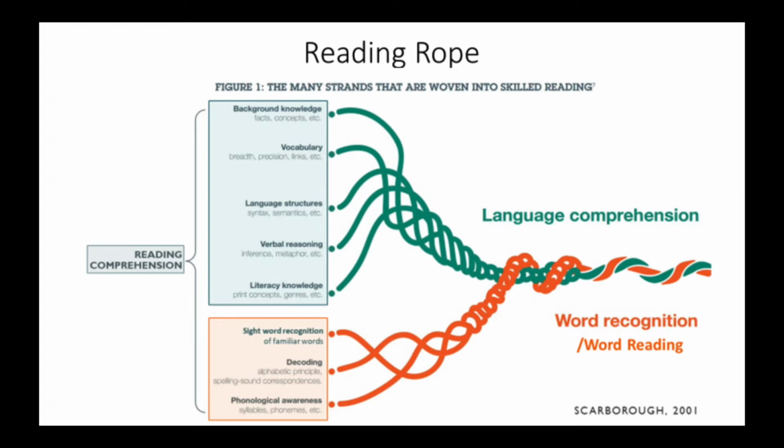So if we look here at Scarborough's reading rope, you can see that the goal of reading instruction is ultimately reading comprehension, which is marked on the left. But getting students to comprehend what they read means we have to focus on several language skills and word recognition skills. So the green portion of the rope shows the skills involved in language comprehension, and the orange portion of the rope shows the skills involved with word recognition. So the ALL program works mainly on building decoding and phonological awareness skills, which are within the orange strands in the word recognition portion of the reading rope.